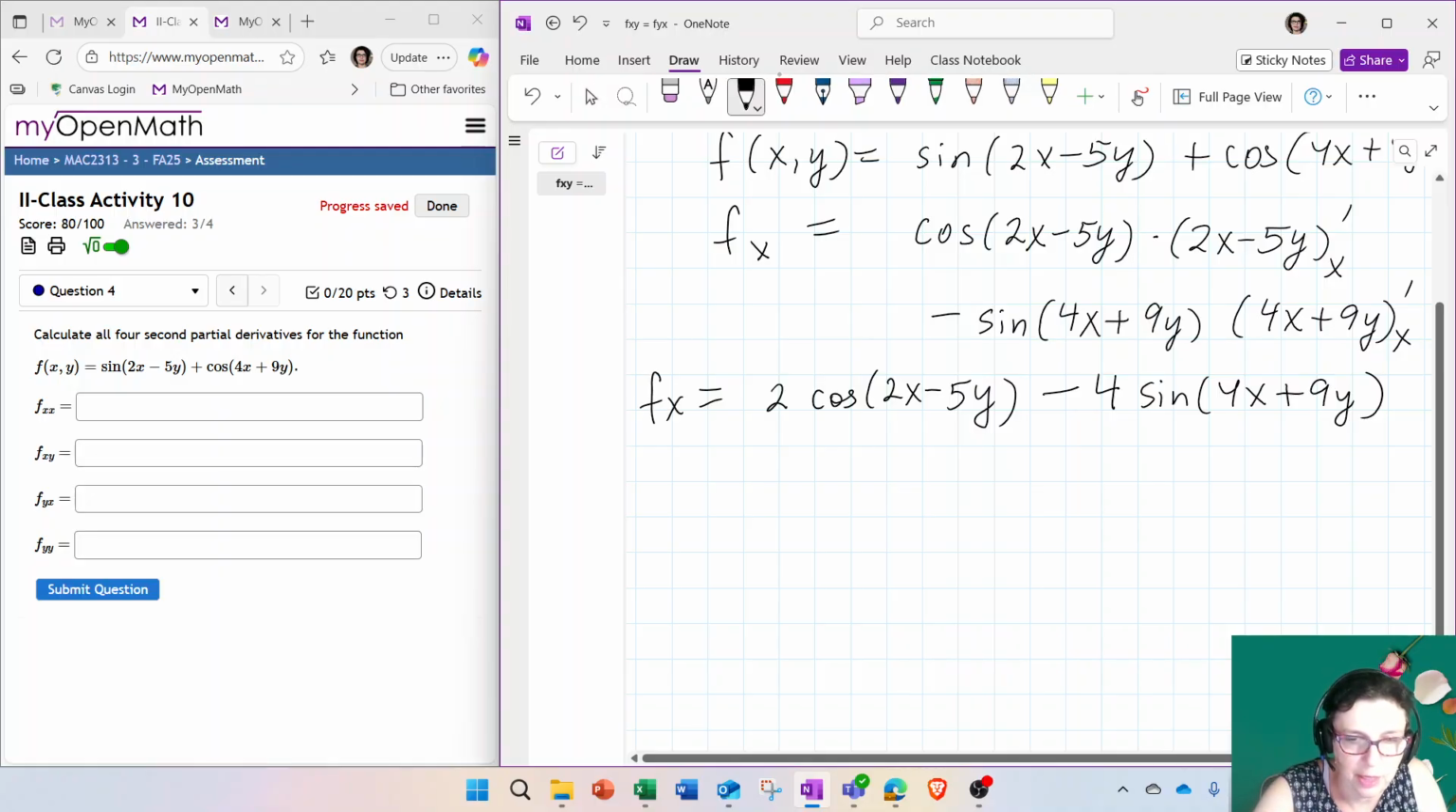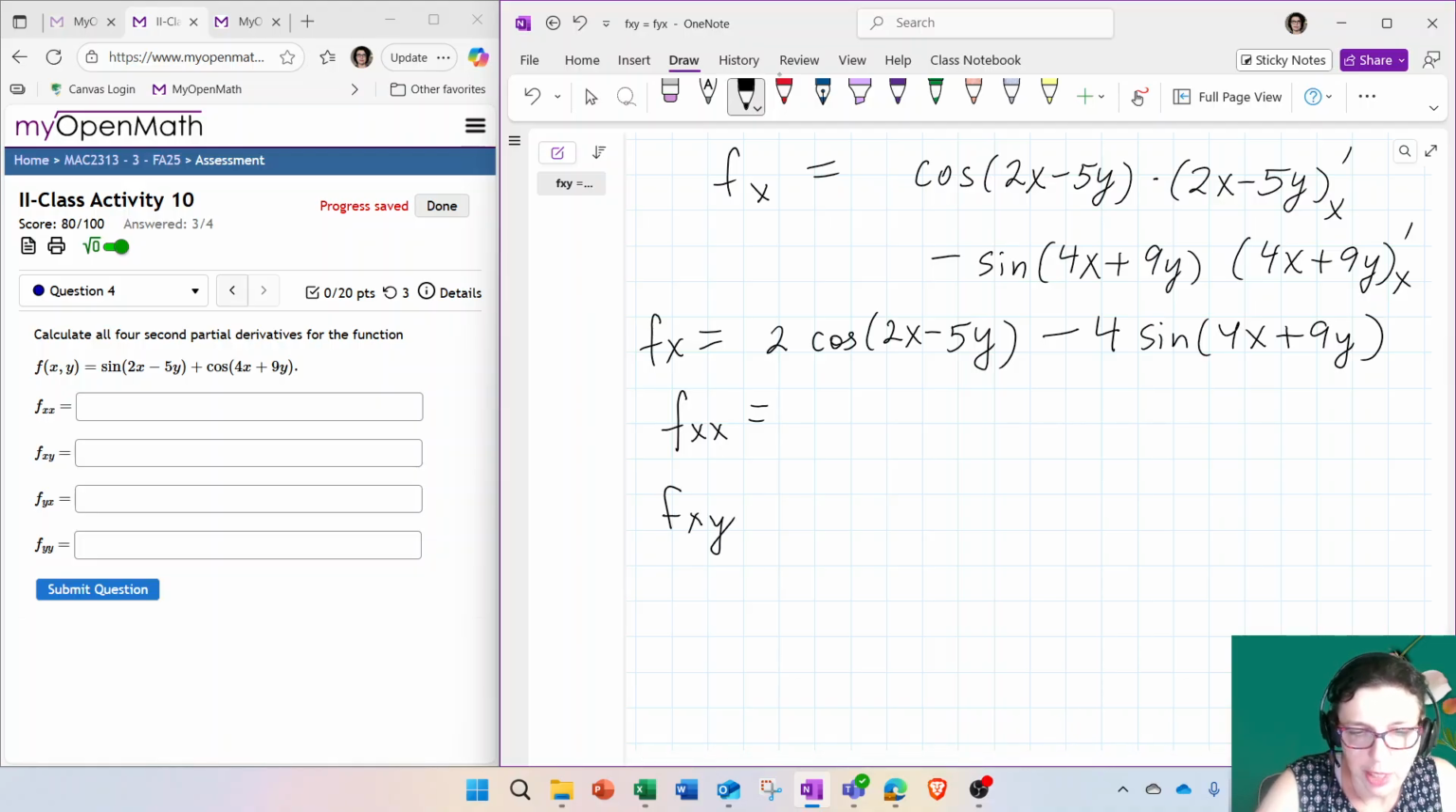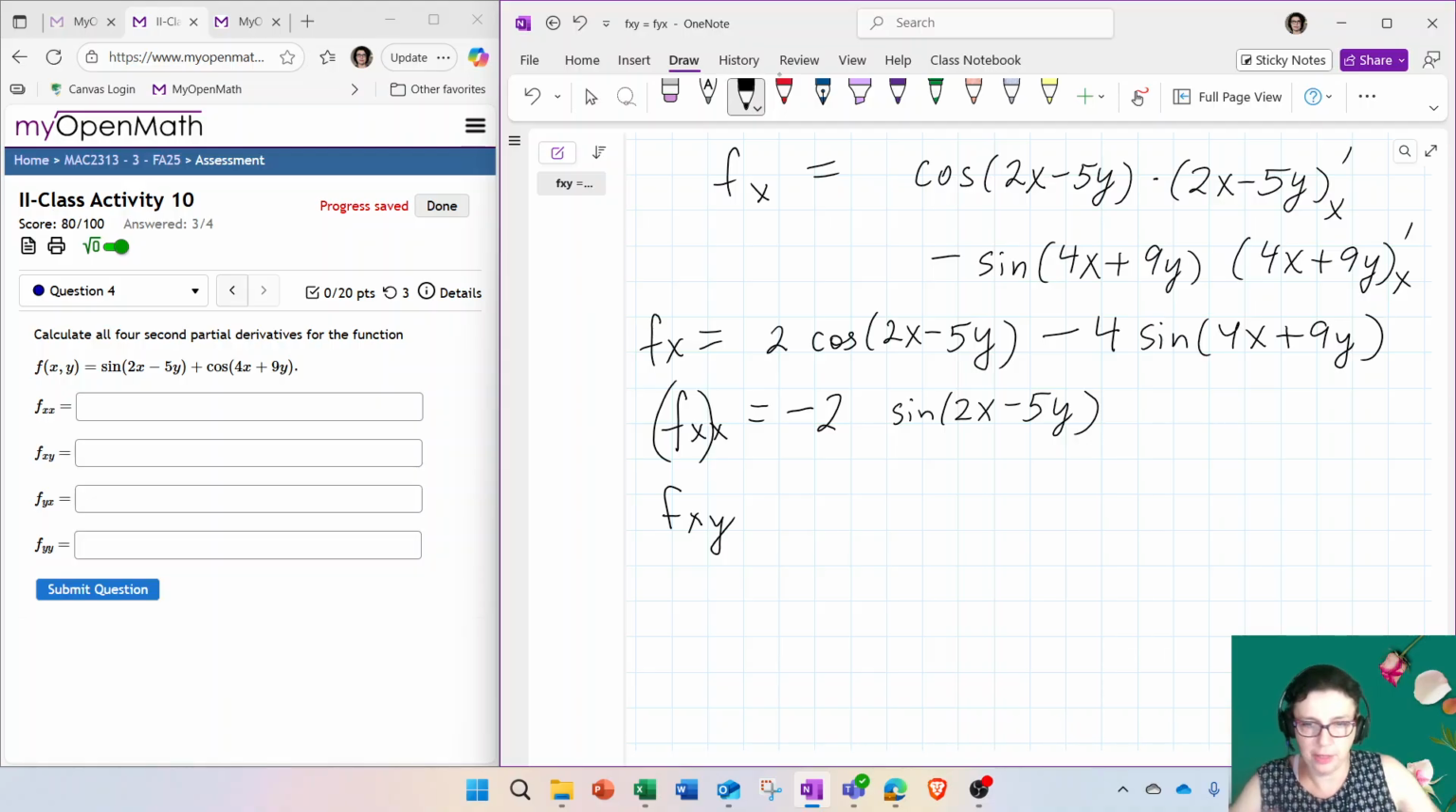This is fx. Now, that's going to allow you to find these first two second partials. So let's do xx and let's do xy. So what do they mean? They mean that you take the derivative with respect to x first, and then take the derivative with respect to x one more time. Okay, so the derivative of cosine is negative sine. So this is going to be negative 2 sine(2x minus 5y). The derivative of a thing is negative sine of the same thing multiplied by the derivative of that thing with respect to x again, which is just going to be another 2, because 5y will disappear.